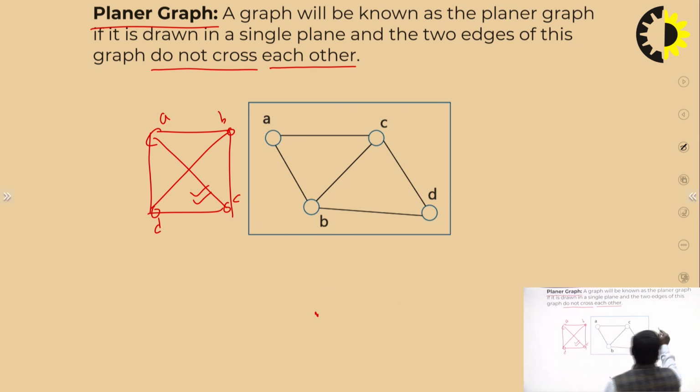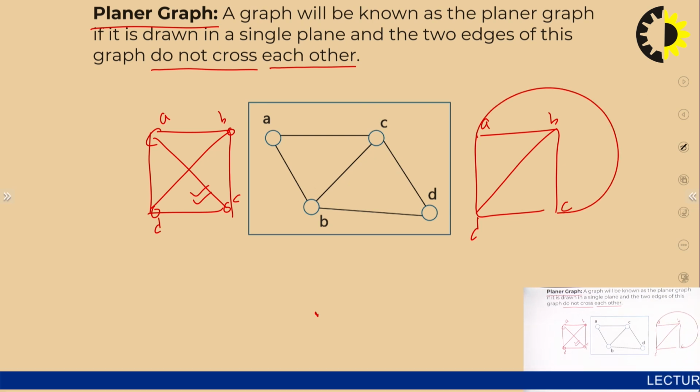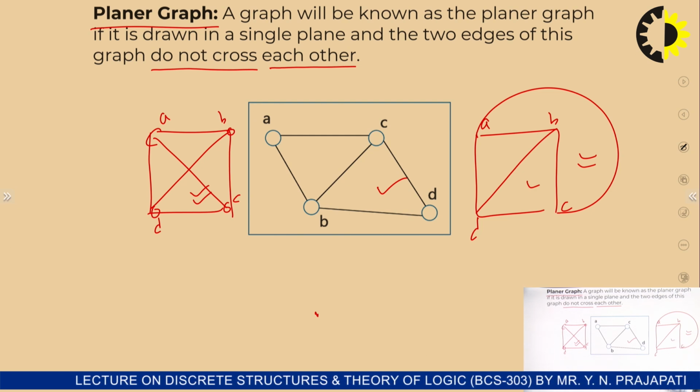For example, now this one A, B, C, D, we cannot draw here, we can draw here. This graph and this graph are the same, but in this graph no edges are crossing each other, so this graph is also known as the planar graph. This one is a planar graph, that is known as a K4 planar graph.